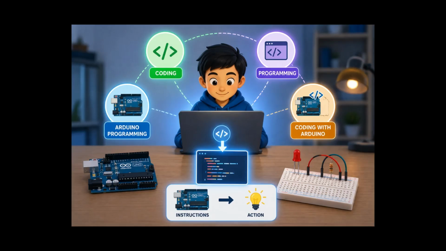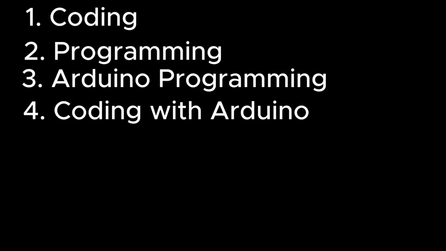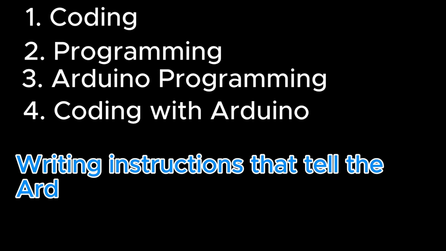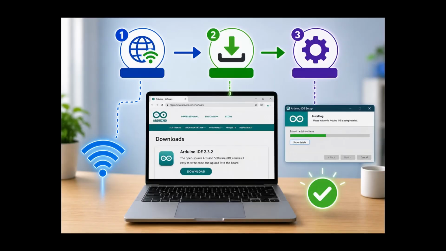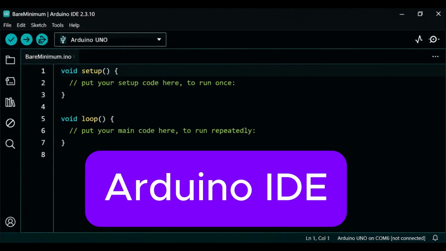Because we are learning coding with Arduino, you may sometimes hear me use terms such as coding, programming, Arduino programming, or coding with Arduino. They all refer to the process of writing instructions that tell the Arduino what to do. To set up your computer for Arduino coding, you need to connect the computer to the internet. Then you will download and install the Arduino software called the Arduino IDE.